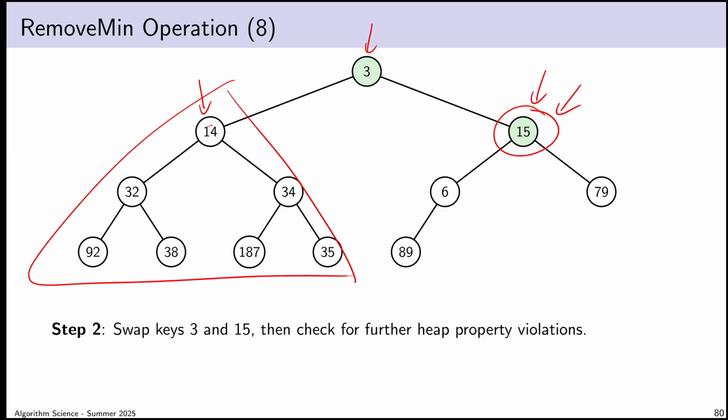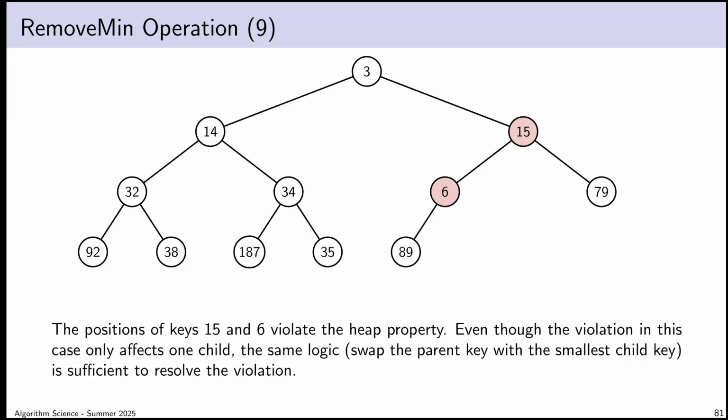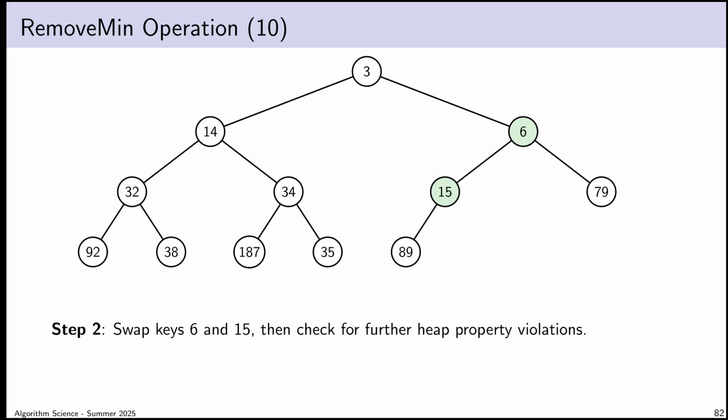However, maybe there's still a violation where I just put the 15. And so I look at the children of the node 15. I notice that 15 is greater than the smaller of its two children. It's true that it actually is less than the larger of the two, but I don't care. I mean, it's certainly, the heap property is not satisfied. Because 6 is the smaller of the two children, it won't harm anything to move it up, because 79 will obviously be greater than 6, because 79 was the larger of the two children. Okay, so I swap again, and you can see we're now doing swaps going down the tree.